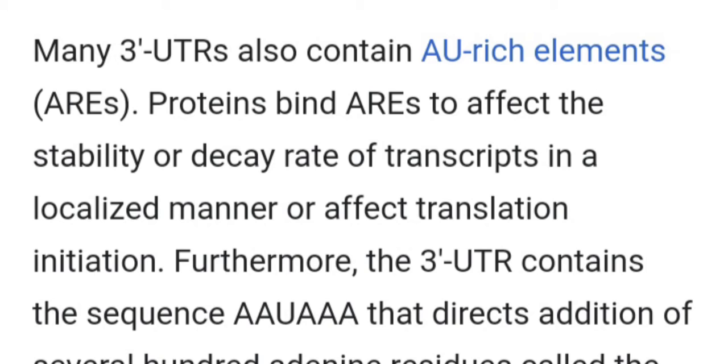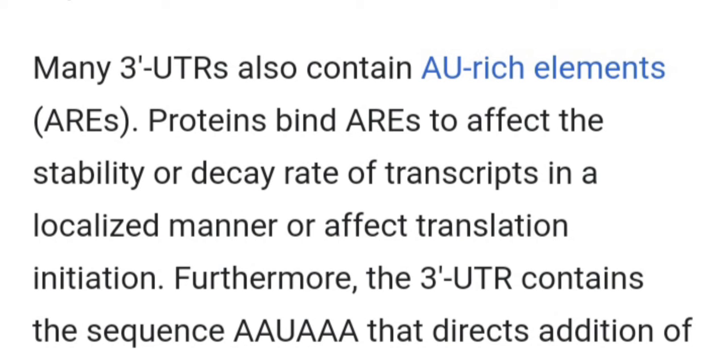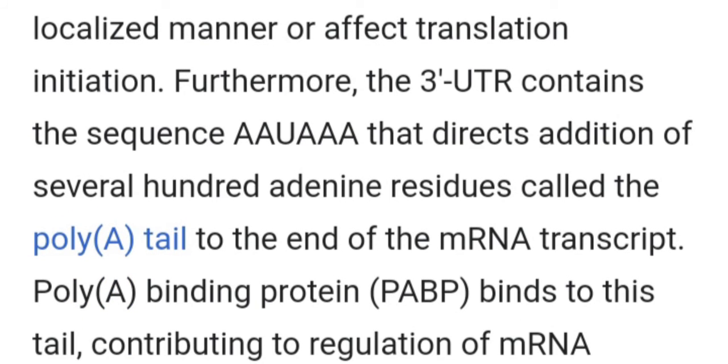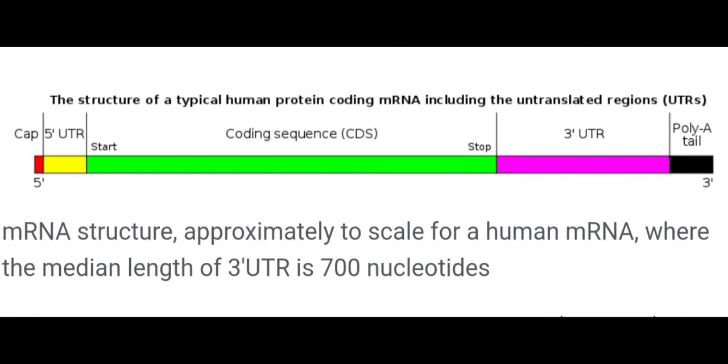Proteins that bind to these AU-rich elements, located within the 3' UTR mostly, can affect the stability or decay rate of the transcripts in a localized manner or affect the translation initiation. Furthermore, the 3' UTR contains the sequence AAUAAA, which will direct the addition of several adenine residues called the poly-A tail. We have seen the image, the 3' UTR followed by a poly-A tail.